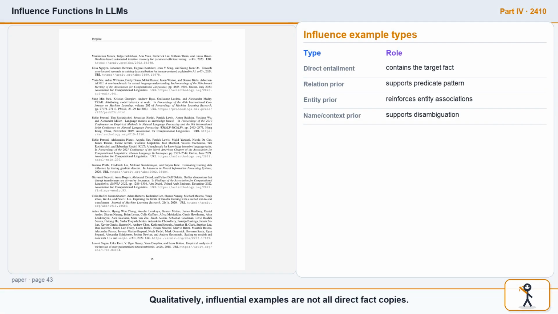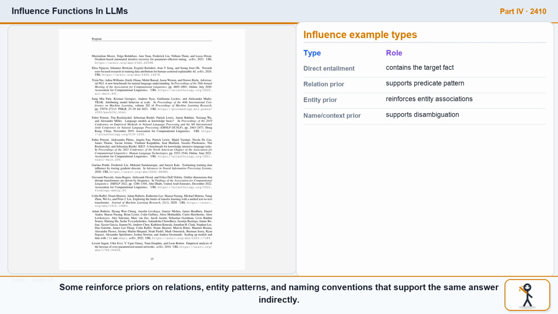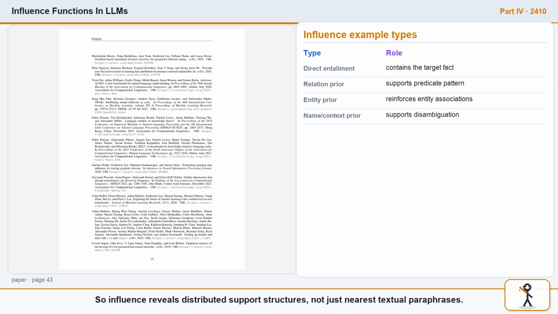Qualitatively, influential examples are not all direct fact copies. Some reinforce priors on relations, entity patterns, and naming conventions that support the same answer indirectly. So influence reveals distributed support structures, not just nearest textual paraphrases.